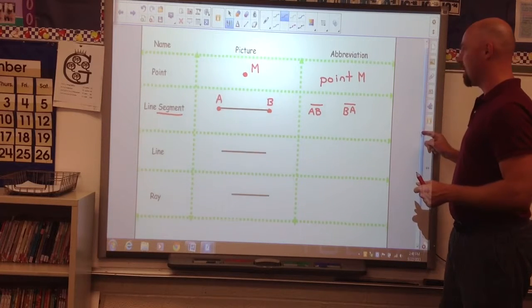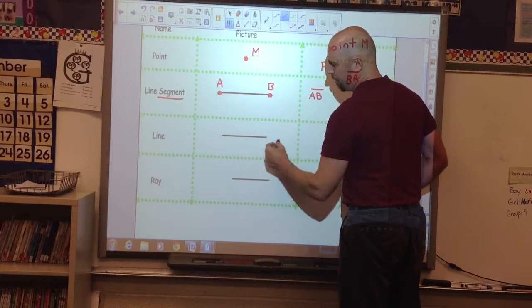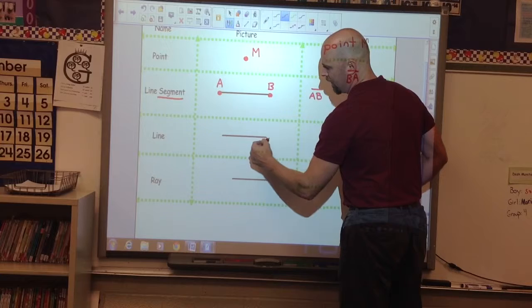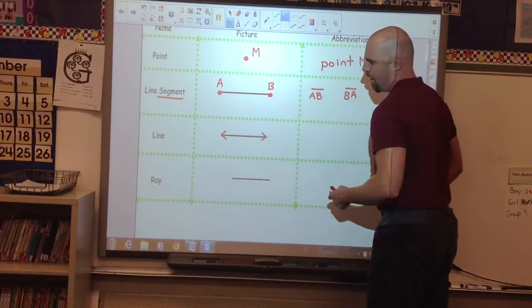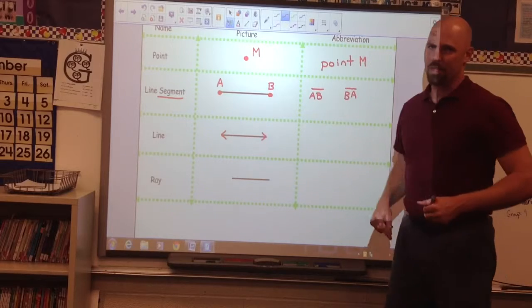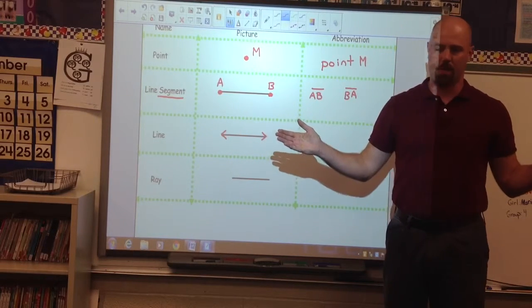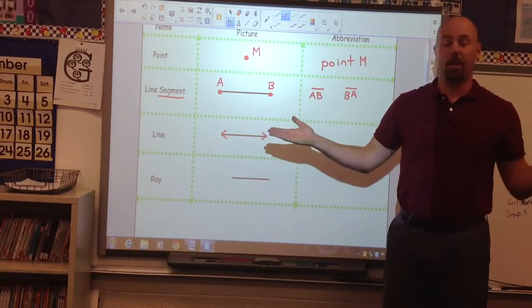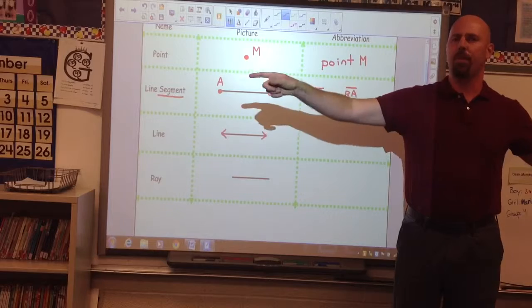When we look at a line, when we draw lines, we'll draw the same, use our straight edge, draw a nice straight line segment here, but then we put arrows on the end. And the reason we put arrows on the end is because a line goes on forever and ever and ever. It goes on forever in both directions.